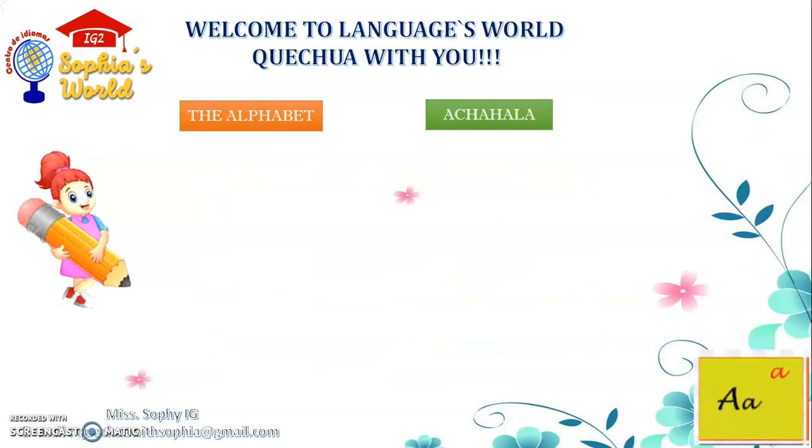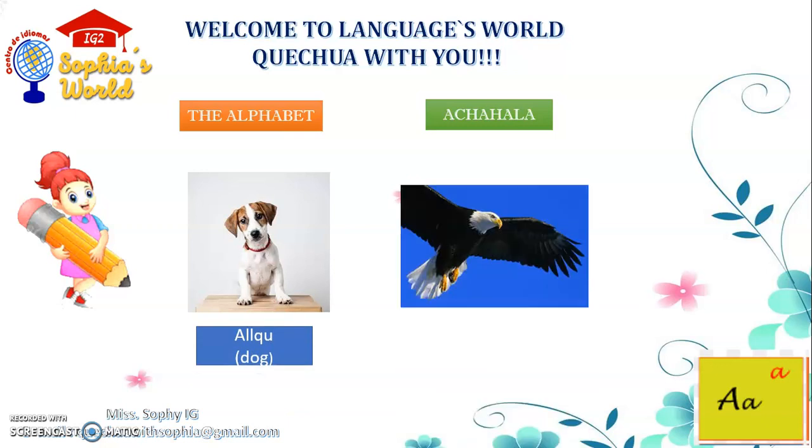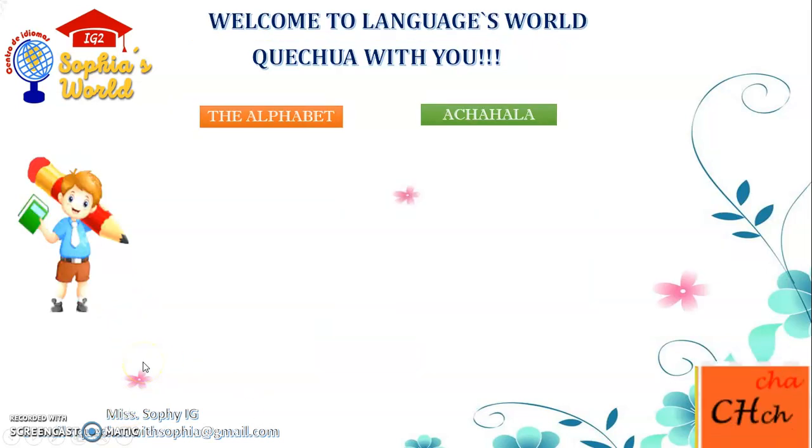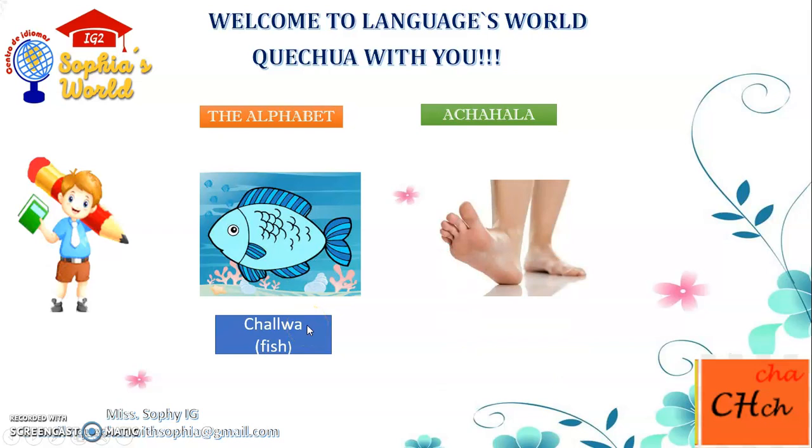Here we have for the first letter, a: aihu, also anka. We are going to continue with the next vocabulary, cha: chaiwa, and the other vocabulary, chaki. This is chaki, this is chaiwa.